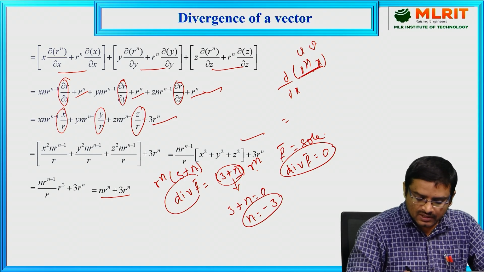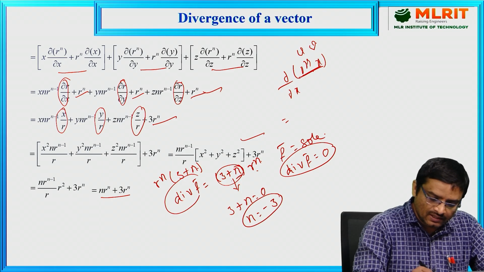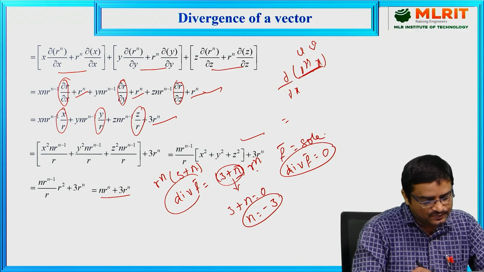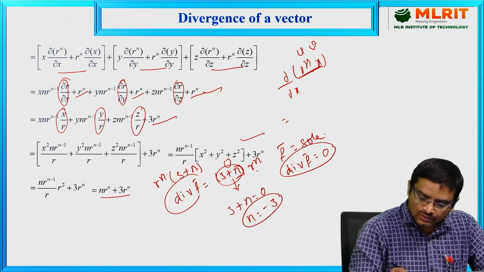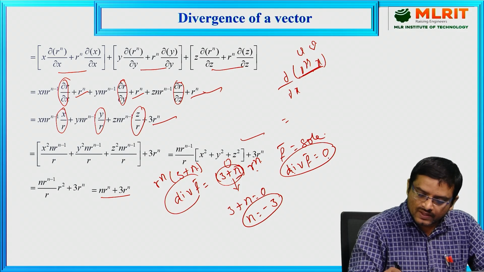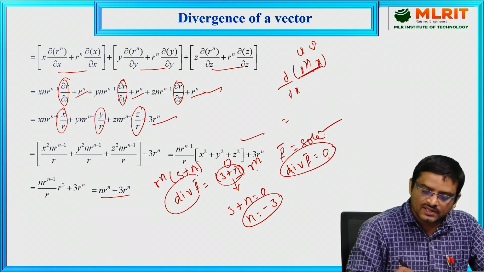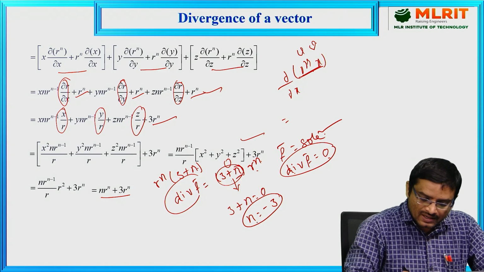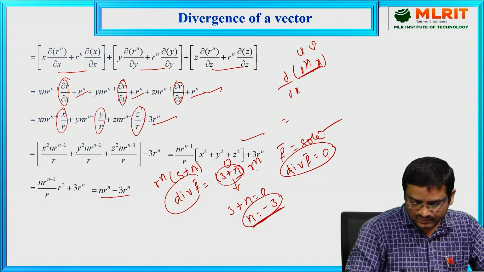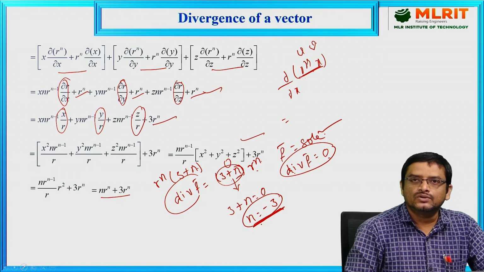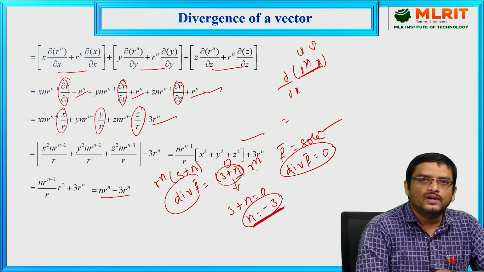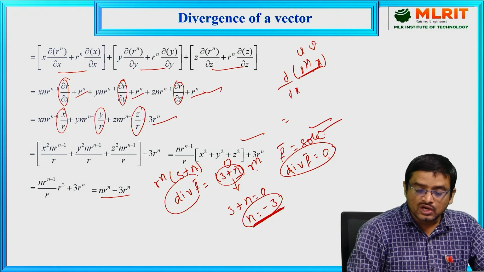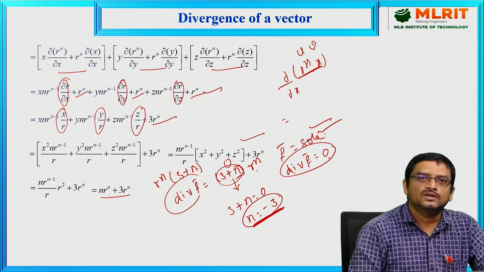When we replace n with minus 3 here, 3 plus minus 3, we get 0. 0 into anything is equal to 0. So if div f bar is equal to 0, then we can say that f bar is solenoidal. This is possible only when n is equal to minus 3. So when we take n equal to minus 3, the vector given for f bar becomes a solenoidal vector. This is our problem here.